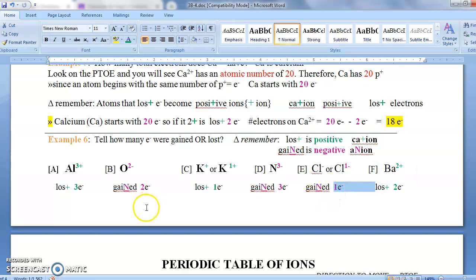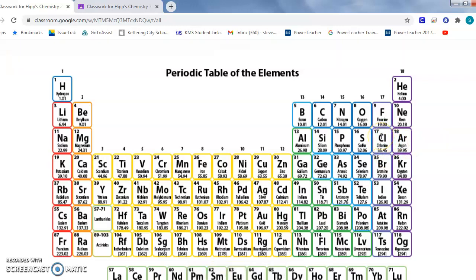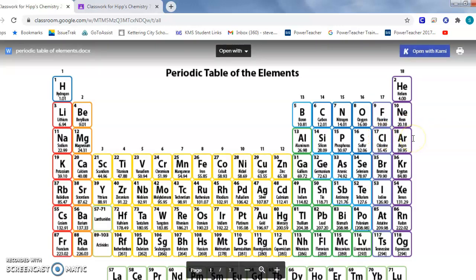Why would the chloride ion want, or why would chlorine want to gain 1 and become like the chloride ion? Here's chlorine, atomic number 17. It starts with 17 protons and 17 electrons. If it gains an electron, if it steals an electron and forms an ionic bond off another atom and gains an electron, it would have 18. It would be stable, just like argon.